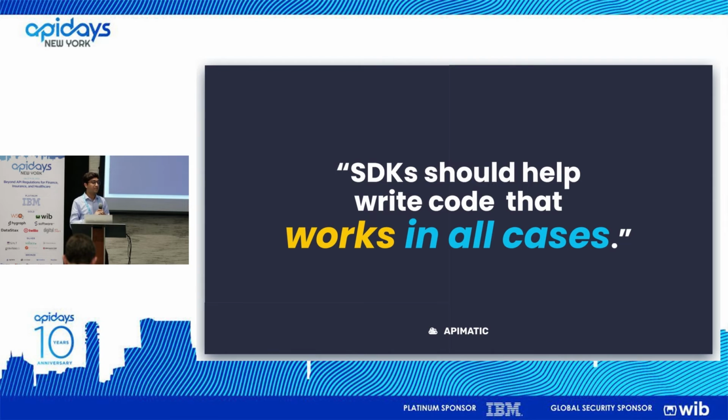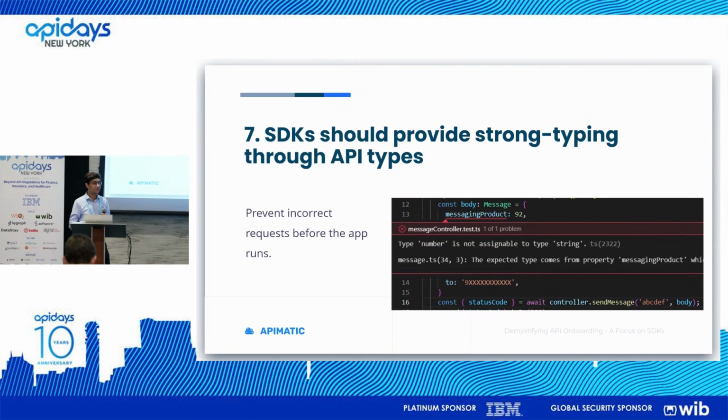SDK should also help write API integration code that works in all cases. The API server can go down. Sometimes the network can fail. Sometimes there are problems with the API connection, whether it's at your end or at the API server. What you need to do is make sure that your SDK is able to handle all of those cases. Some of the cases happen when you're writing API integration code.